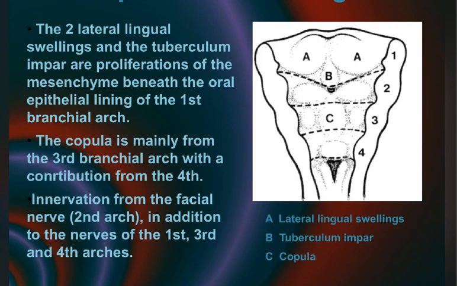Posterior 1/3 from copula, which is C here. C is mainly from third, some contribution from the fourth. This part, which corresponds to the fourth, will lead to formation of the most posterior region of the posterior 1/3 and the epiglottis area.